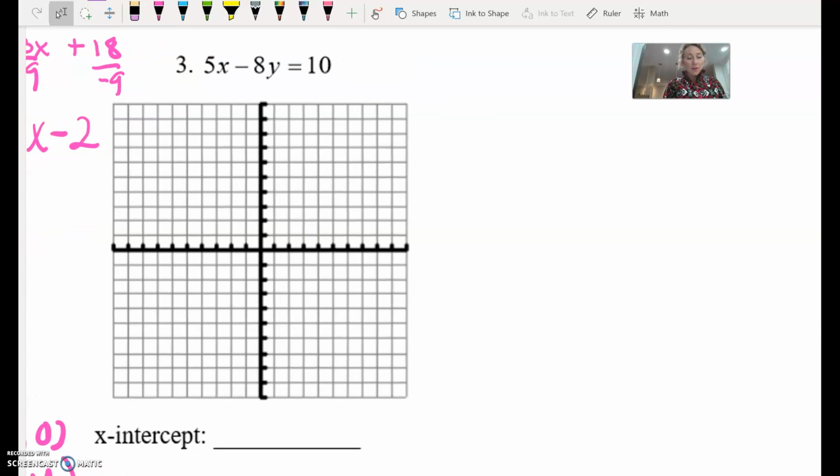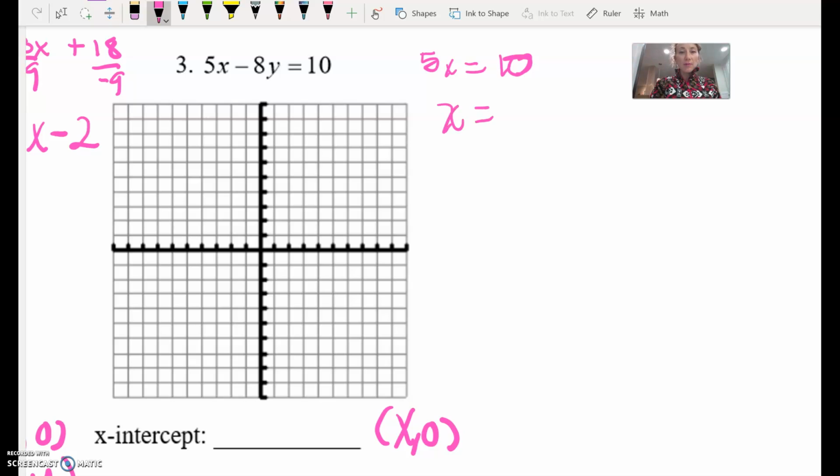So here in example number 3, we have 5x minus 8y equals 10. So I'm going to find the x-intercept by going x comma 0. And I'm going to have 5x is equal to 10. Why? Because the 8y canceled out. So then I end up with x is equal to 2. 2 comma 0.